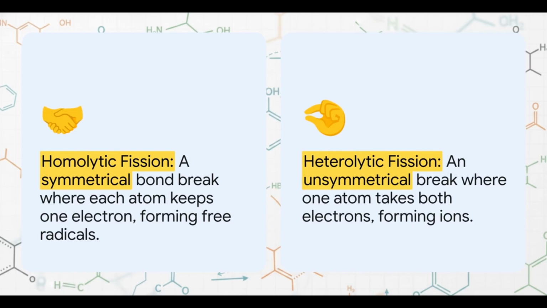But then on the other side, you have heterolytic fission. Hetero means different, and this is the unfair split. One atom gets greedy and takes both electrons, becoming negative. The other is left with nothing and becomes positive. This is how you get ions.